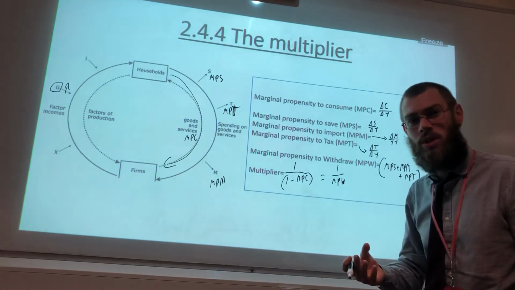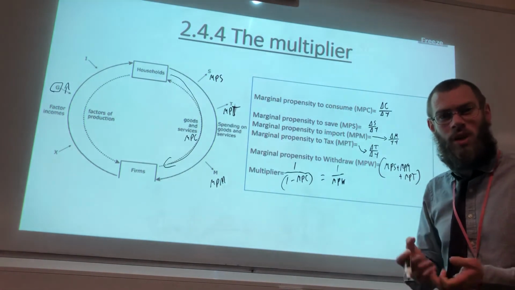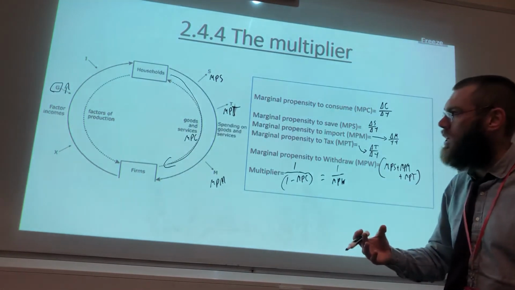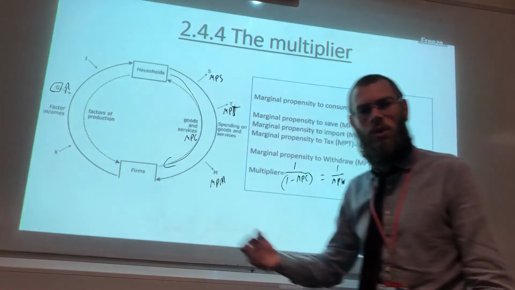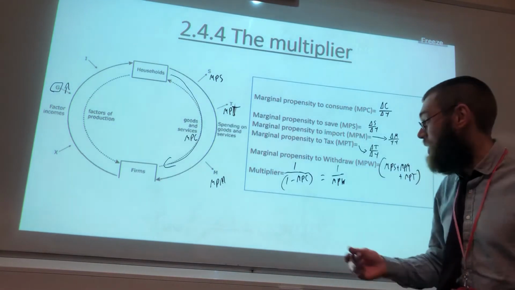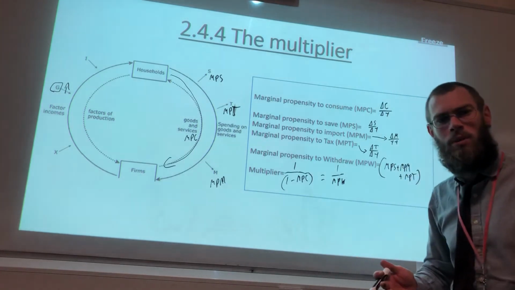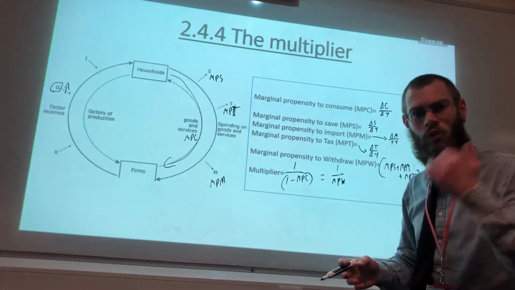This is really important information for a government to know if they're going to use fiscal policy, which we'll cover later. How much extra money do they need to put in? If they want 100 million of spending and there's a really high multiplier, they're not going to need to put in 100 million, because the money's going to flow more rapidly.